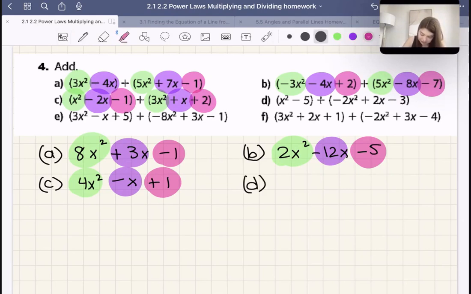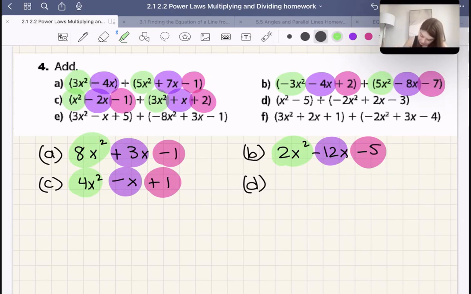Same kind of thing. I know this is getting boring. I understand that, but bear with me. Or you could try these on your own and then skip ahead, just make sure you got the right answers, and that works too. If you want to do that, go for it. Okay. All right.